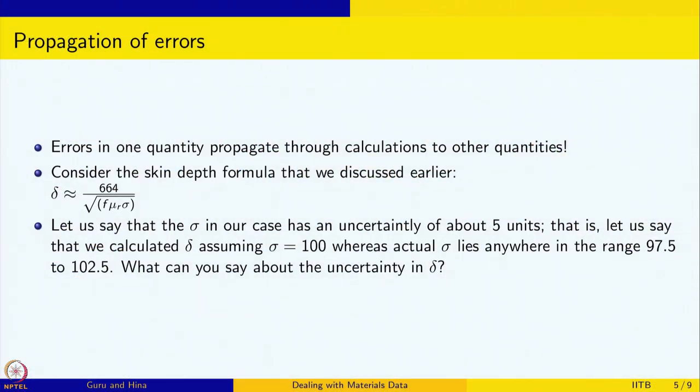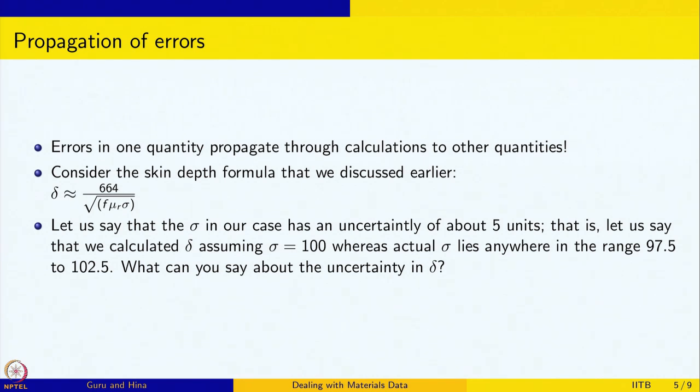And the next thing about errors is that, let us say that you have some random errors or uncertainty in one of the quantities, right. But these errors actually propagate through your calculations to other quantities. The skin depth formula that we discussed earlier, I mentioned at the end of that session, that the formula is delta is 664 by square root of f mu r sigma.